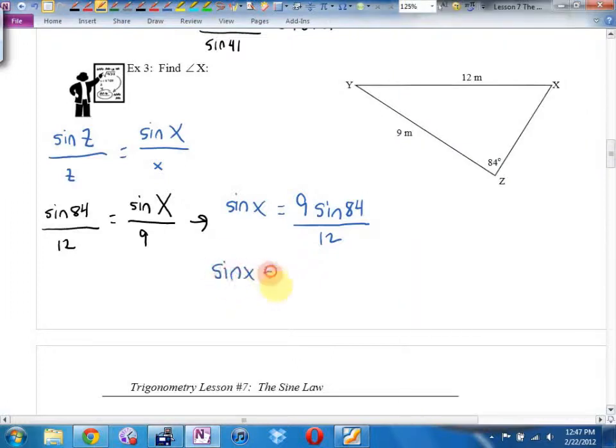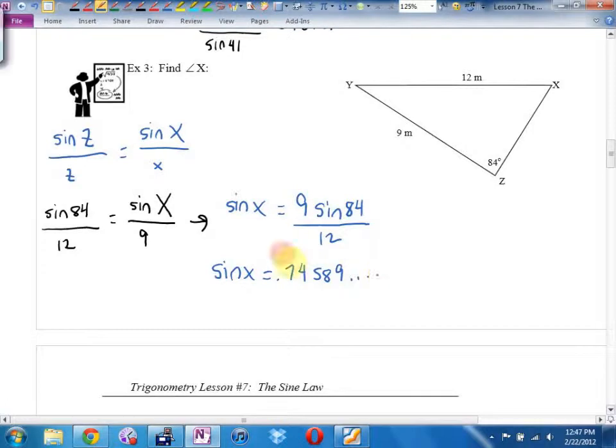So here's what we're really saying. Sine x equals 0.74589 dot, dot, dot. That's not the answer. That's the sine of x. How do I find the angle?